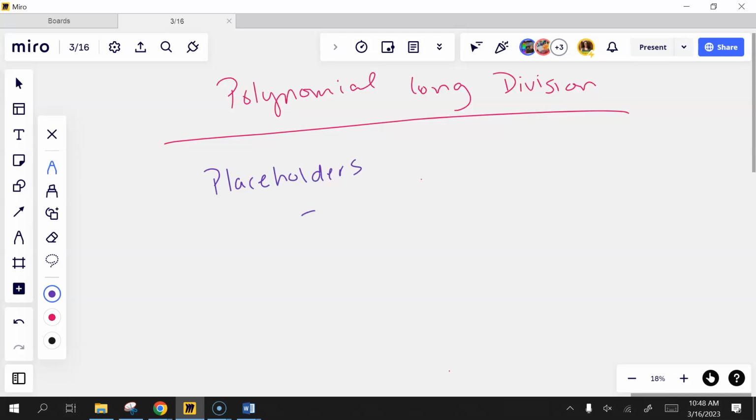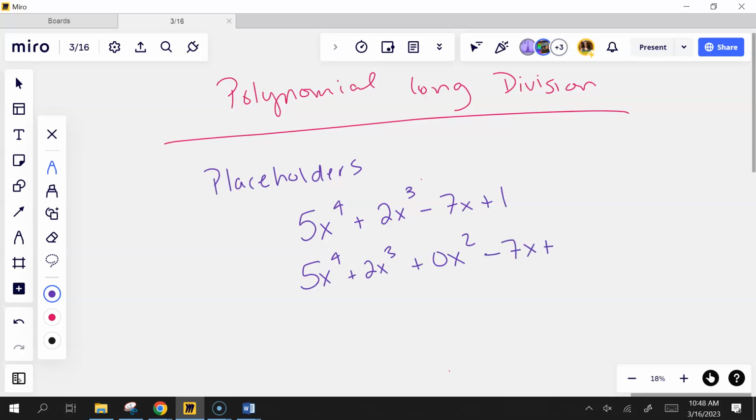So if I have 5x to the 4th plus 2x to the 3rd minus 7x plus 1, do you see that I'm missing something there? I have to start with the highest degree and have everything down to the constant. If anything's missing, I hold the place. What do I hold the place with? I hold the place with a 0. That's exactly right. So the placeholder would be 5x to the 4th plus 2x cubed, 0x squared minus 7x plus 1. So when you hear me say placeholders, this is what I'm talking about. Holding the place of something that's missing.